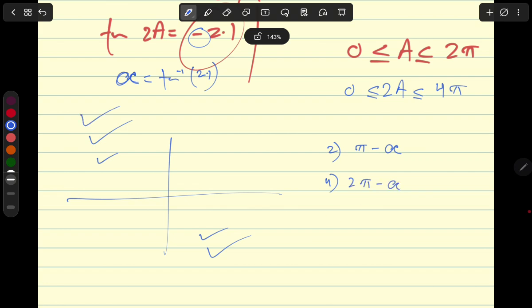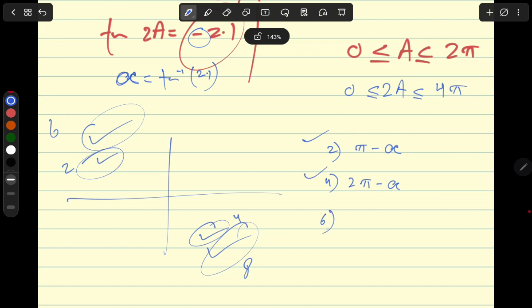In the sixth quadrant, this is the second, this is the sixth, this is the fourth, this is the eighth. So we have done the second, we have done the fourth. Let's do the sixth one now, which is 3 pi minus alpha, and the eighth angle is going to be 4 pi minus alpha. Whatever alpha is, you put this in your calculator in the radians mode and you're going to find the value of it, right? So this is as simple as that.